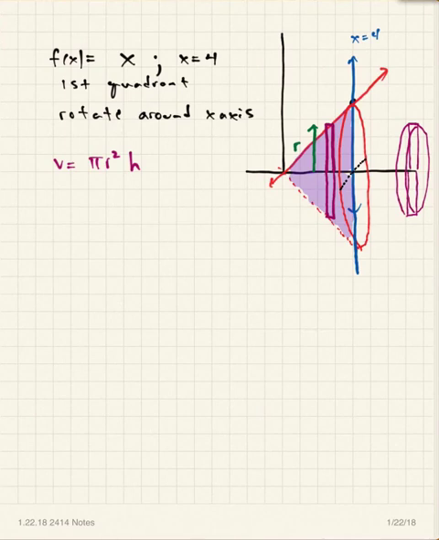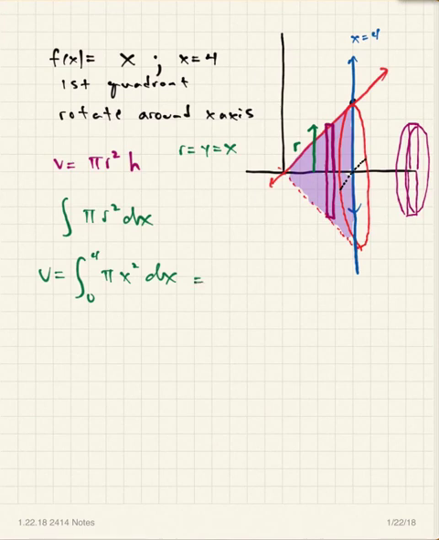So our volume in this case, if you write the integral out, first of all is going to be pi r squared dx, because h is dx. And r in this problem is going to be equal to y, which is equal to x. And so the volume would be the integral from 0 to 4 of pi x squared dx. Pretty simple integral. And so you end up with, let's see, pi over 3 x cubed from 0 to 4, or just 64 pi over 3.